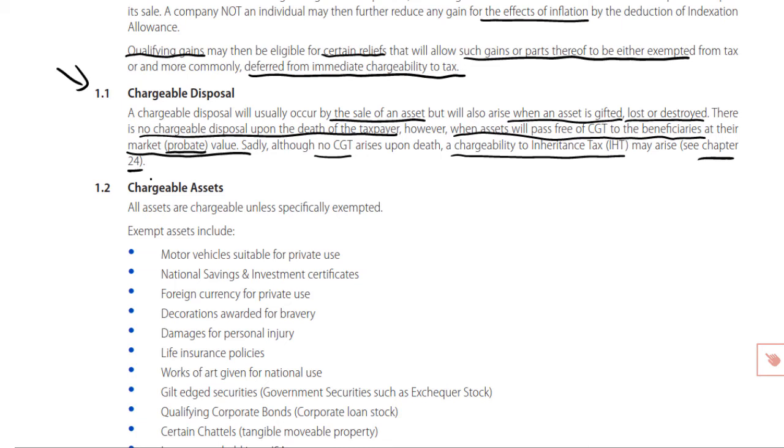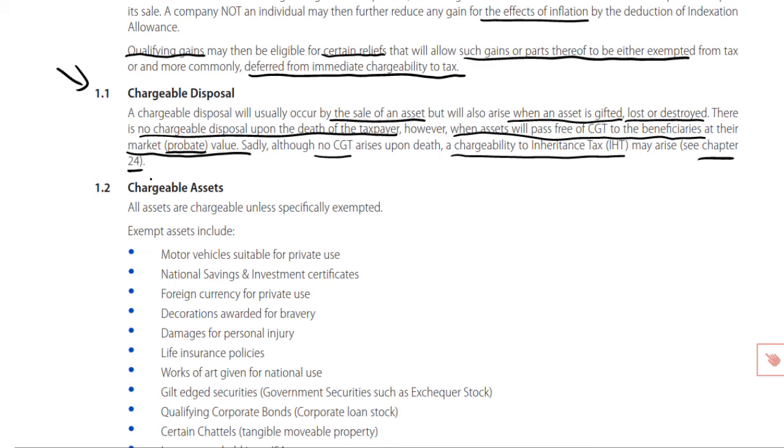So, in lifetime, a chargeable disposal will usually occur when we sell an asset. We will therefore use the sales proceeds going into our capital gains calculation. But of course, as we have just said, if you give away an asset in lifetime, it is a lifetime gift, that is still a chargeable disposal, and assuming that the asset in question is a chargeable asset, we'll look at that next, assuming it is a chargeable asset, then there is a gain to be computed.